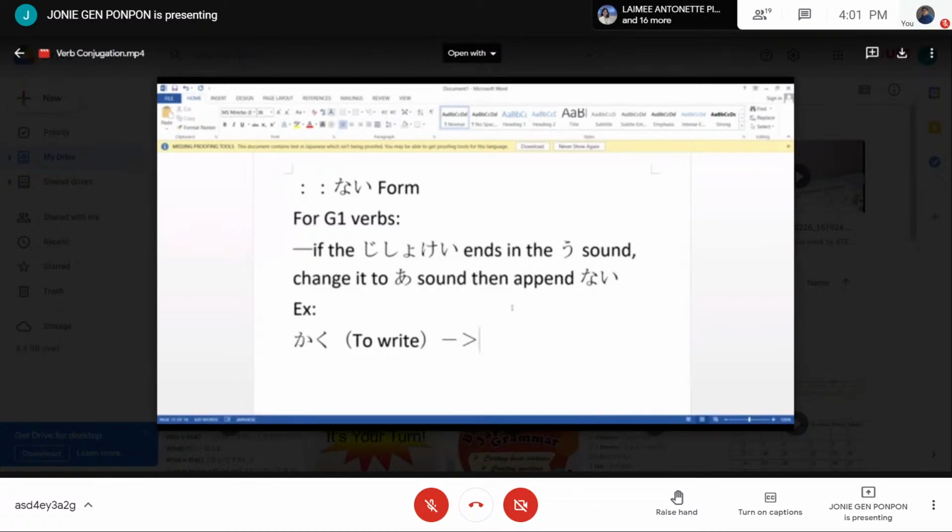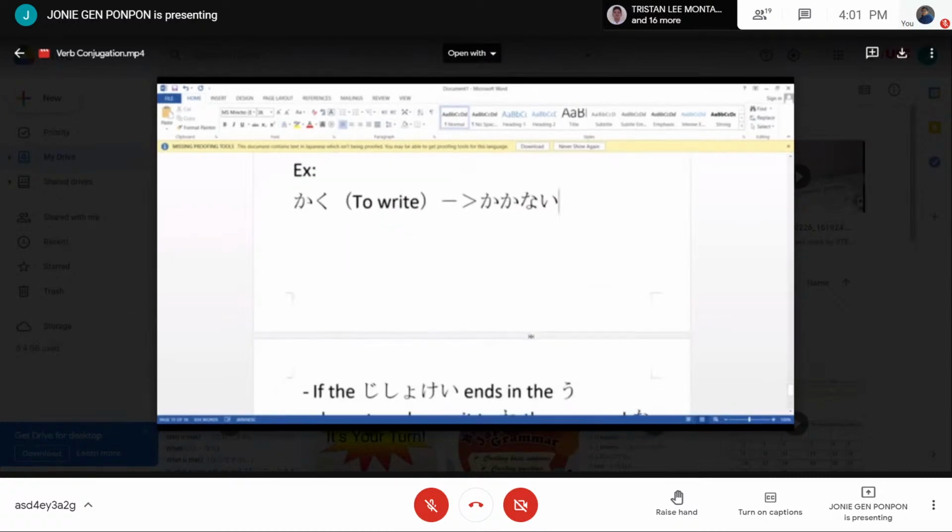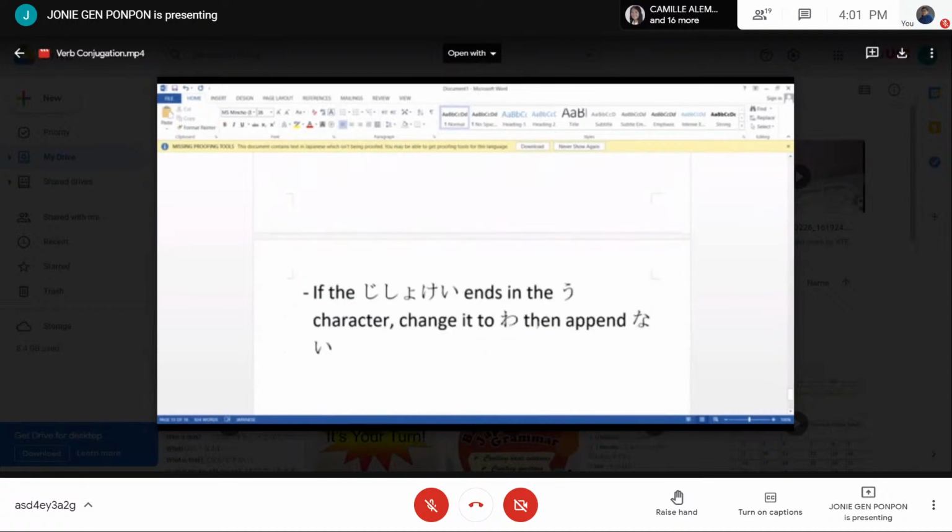So, kaku. The nai form of the verb kaku is kakanai. I will not write. Yeah, I will not write, parang ganun. Okay, kakanai.